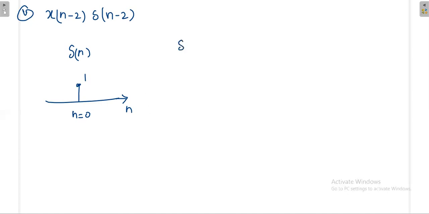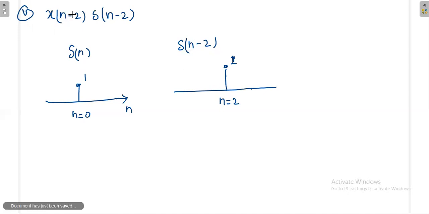And once it is shifted, as in del of n minus 2, what is the meaning of that? That sample is present not at n equal to 0, but at n equal to 2. At n equal to 2, this value is 1. So del of n minus 2 will have a sample only at n equal to 2. Then you are multiplying with x of n minus 2. Then what will be the answer?